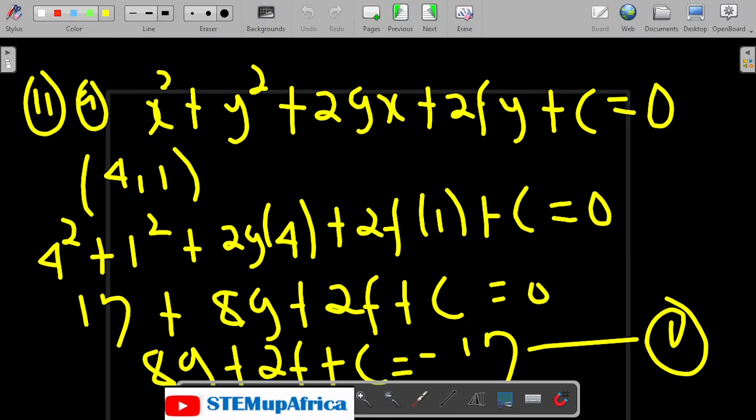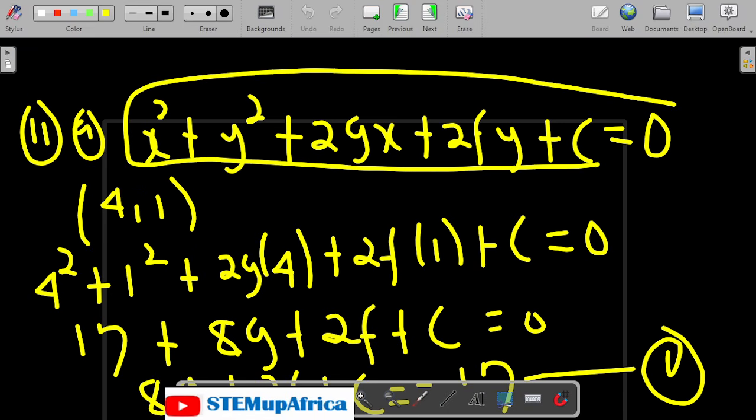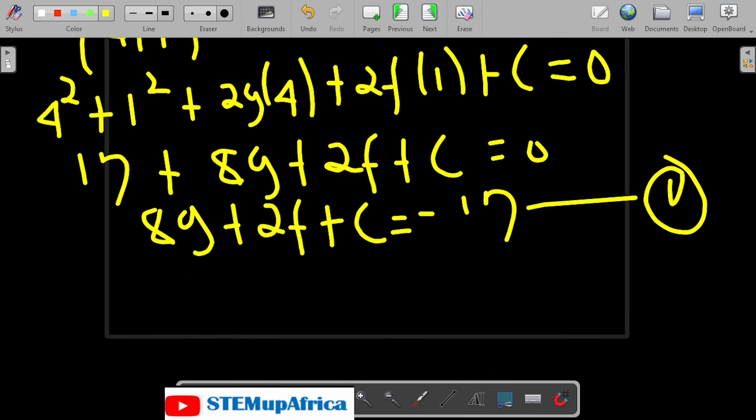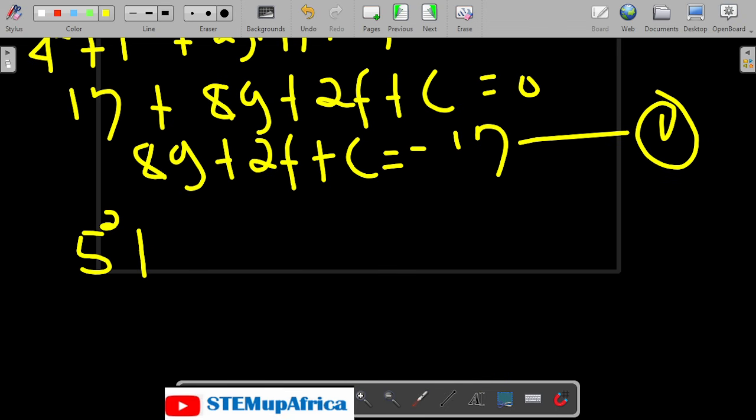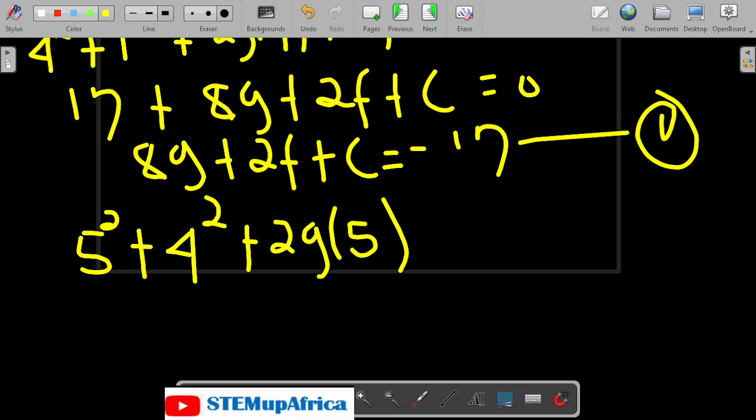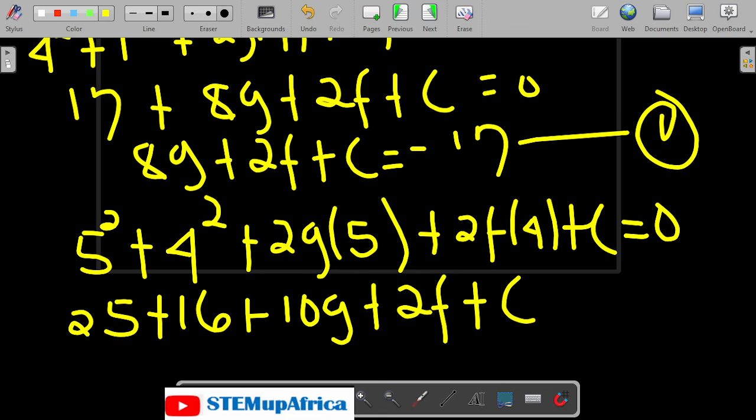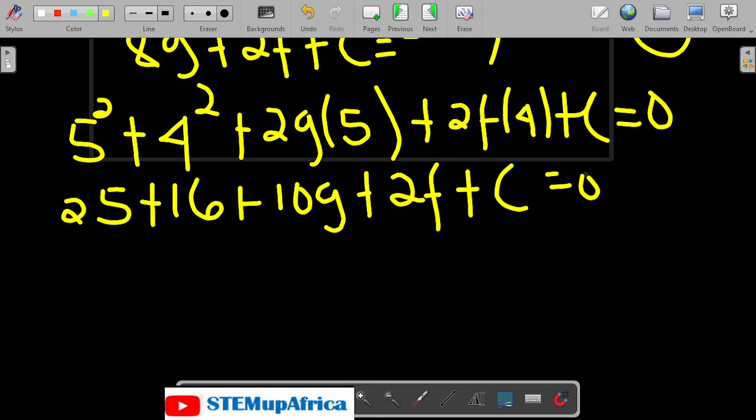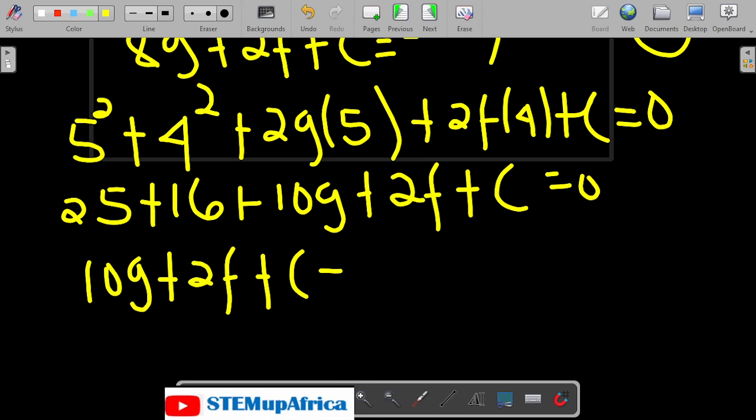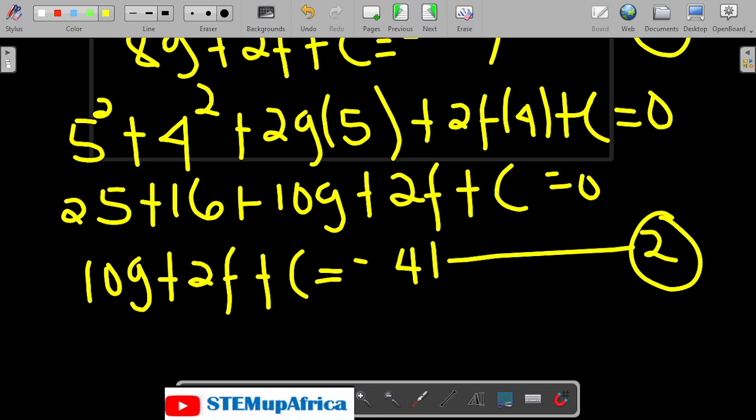So the second coordinate is (5, 4). Substitute back into this original equation, and you see x equals 5 and y equals 4. Also, I'm going to have 5 squared plus 4 squared plus 2g bracket 5 plus 2f bracket 4 plus c is equals to 0. Here is now 25 plus 16 plus 10g plus 2f plus c is equals to 0. So I'm going to have 10g plus 2f plus c equals to minus 41. Let's call this equation 2.